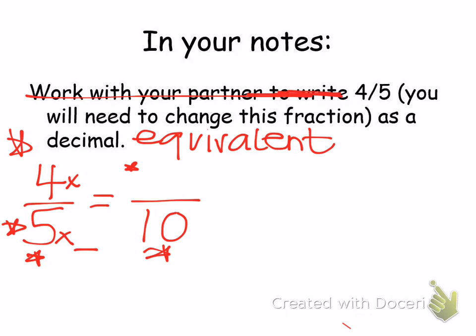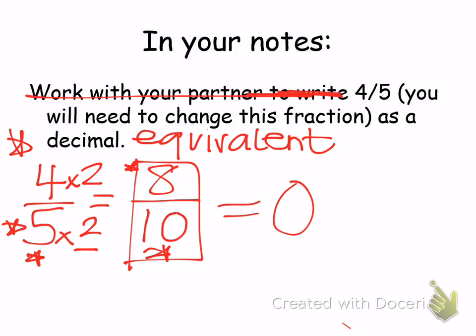So 5 times what gives me 10? Knowing my facts tells me that 5 times 2 equals 10. Again, whatever I do on the bottom, I have to do on the top. So 4 times 2 equals 8. Now I have a fraction that I could easily turn into a decimal. So I write it as a decimal.